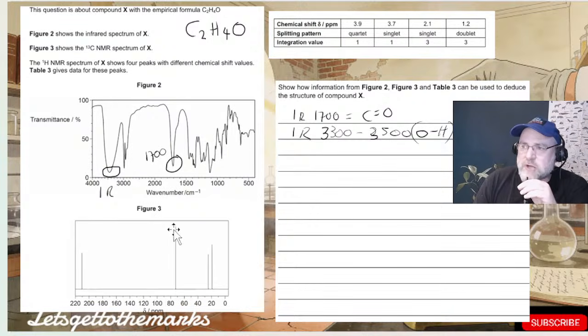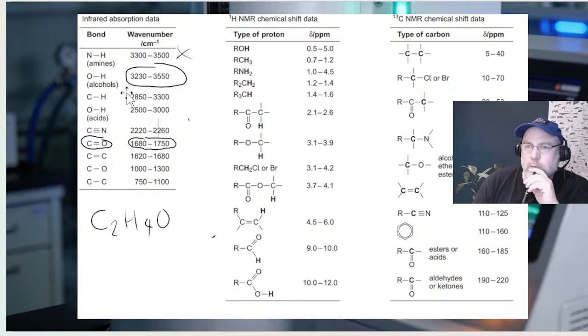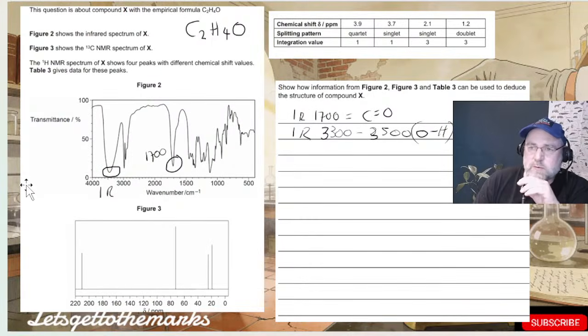Let's go back and double check because of that. Where's the carboxylic acid? Carboxylic acid is 2,500 to 3,000. That other one just looks like a CH bond, a carbon-hydrogen bond, so that's fine. I'm not going to get too excited about that. I don't think we're going to have an alcohol and a carboxylic acid. I think that's going to be doing too much, but we may have. We will see.